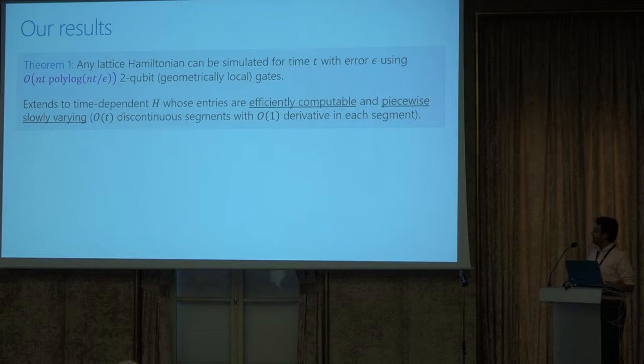That's not very complicated, but we need some more restrictions on this function. This function cannot vary arbitrarily, and we impose some very reasonable restrictions. For one, it needs to be efficiently computable, so you need to have an algorithm that can tell you what the entry is at any given time. And it should be piecewise slowly varying. What we mean by that is it should be a sum of pieces, and within each piece, it should vary slowly, as in its derivative should be a constant. These are very mild assumptions and capture a pretty reasonable class of time-dependent Hamiltonians that you might like. So that's our main algorithmic result.